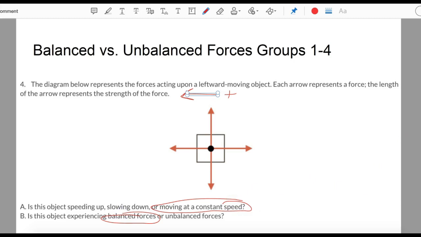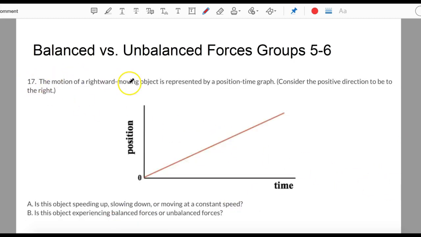For the next one, this one says the motion of a rightward moving object, so I know that this object is going to the right, is represented by the position time graph. So positive is to the right. Is this object speeding up, slowing down, or moving at a constant speed? So we know that this thing has got to be moving at a constant velocity because the slope of this line is equal to the velocity, and it is positive. And since the velocity is positive but constant, it is moving to the right at a constant speed.